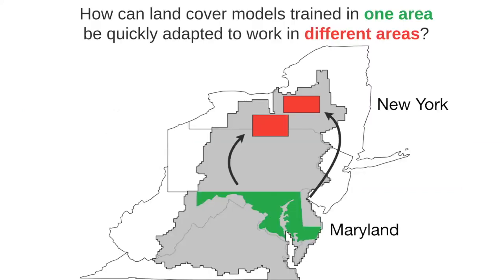And this is the important part here. We want to know how land cover models trained in one area can be quickly adapted to work in different areas under different constraints. So for example, if you have a model that's trained in Maryland and it's performing quite well, how can you then adapt it to different places in New York where local stakeholders have maybe the need of testing on different sets of classes, or they have different constraints on the precision and recall metrics that they need.